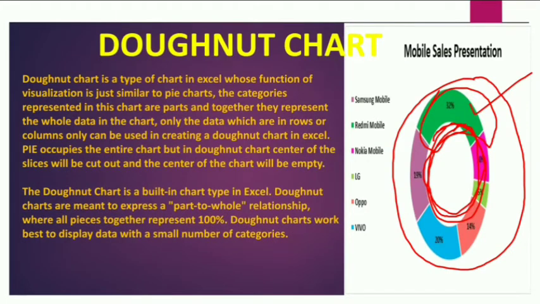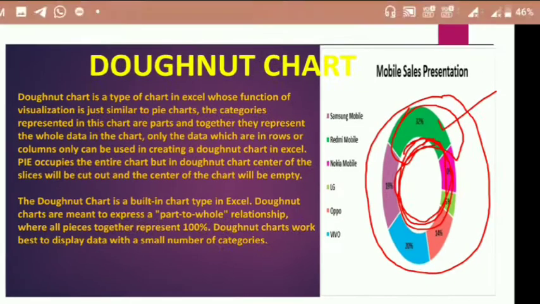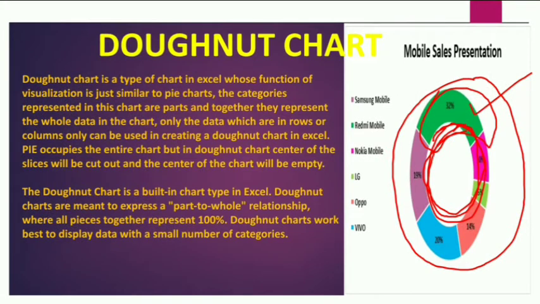The doughnut chart is a built-in type in Excel. Doughnut charts are meant to express a part-to-whole relationship where all pieces together represent 100%. If you add all these percentages, it will give you 100%, similar to the pie chart. Doughnut chart works best when displaying data with a small number of categories.